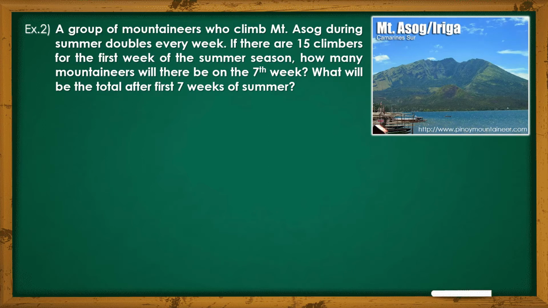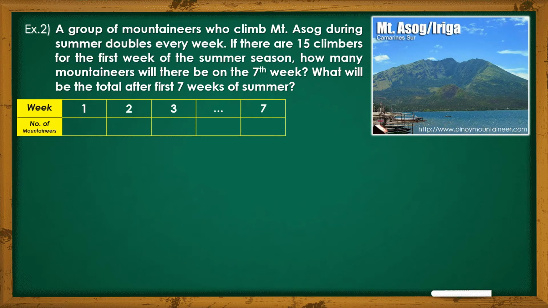Ngayon, let's provide a table. Kailangan natin yung week at yung number of mountaineers. And base sa problem, 15 ang first week. Ngayon, given yung R equals 2. Bakit R? Because ang sabi, it doubles every week, meaning it multiplies 2. So, to continue the sequence, 15 times 2 is 30, times 2 is 60, and so on and so forth, to the last week, which is the 7th week. So, yan yung hahanapin natin, finding the A sub 7.